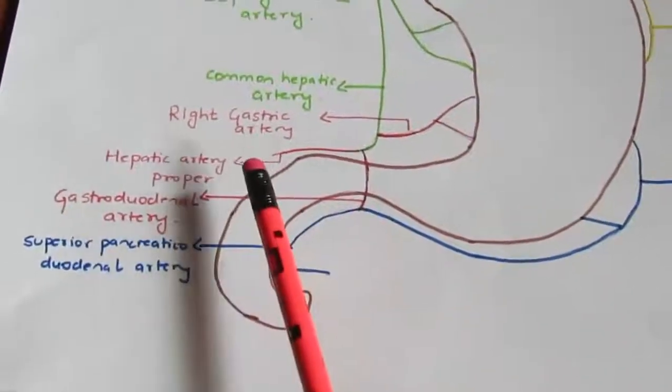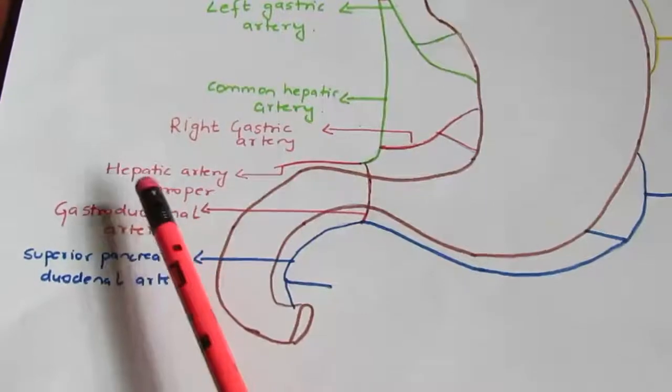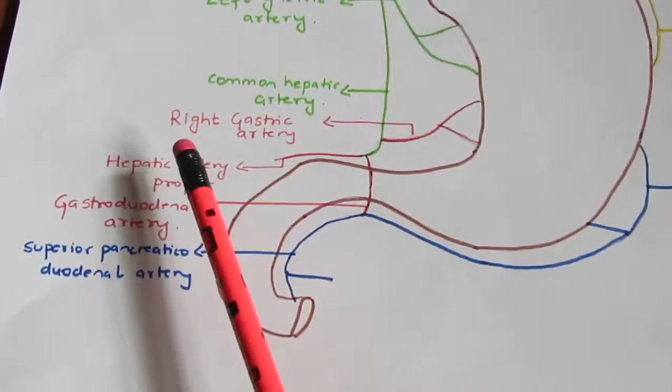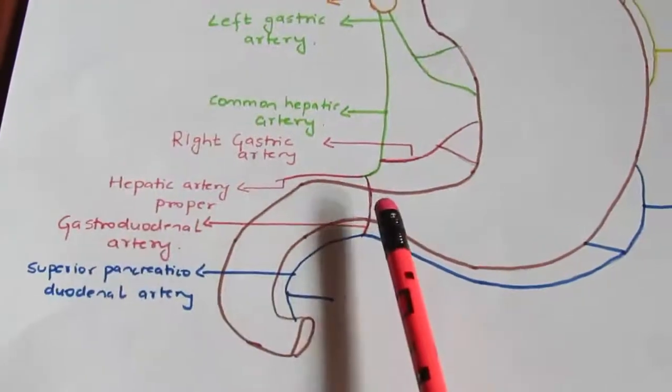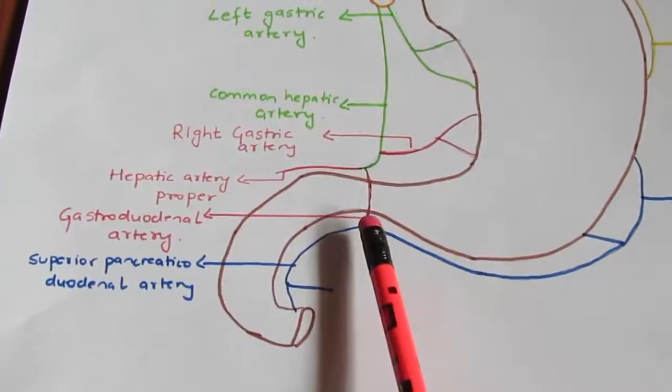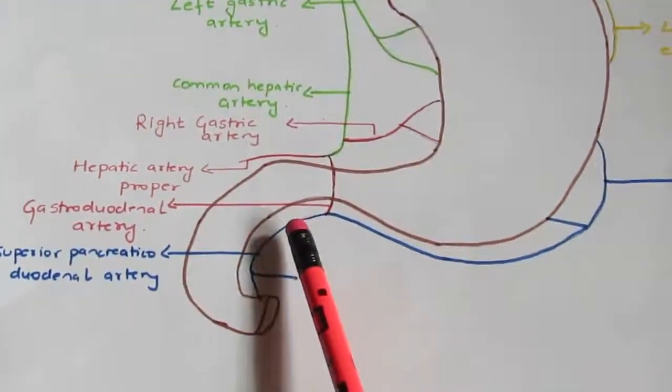Now, to give some extra information, the hepatic artery proper later on divides into the right and left hepatic arteries. The gastroduodenal artery, after crossing the first part of the duodenum, divides into 2 branches.